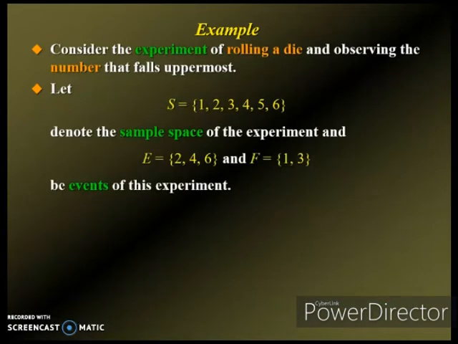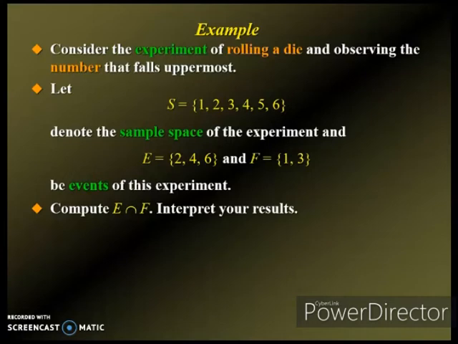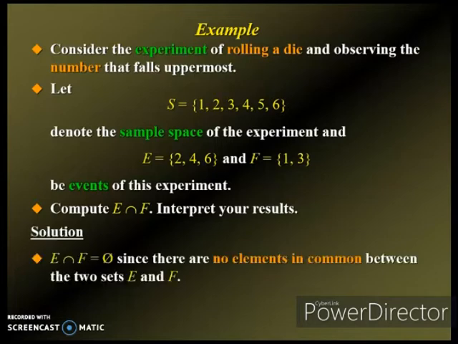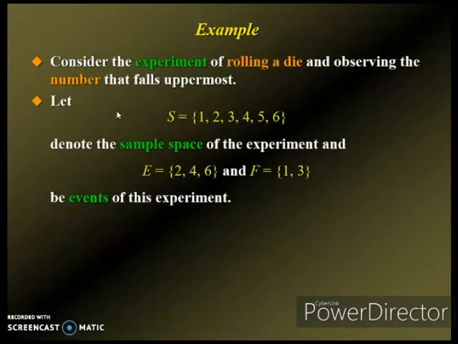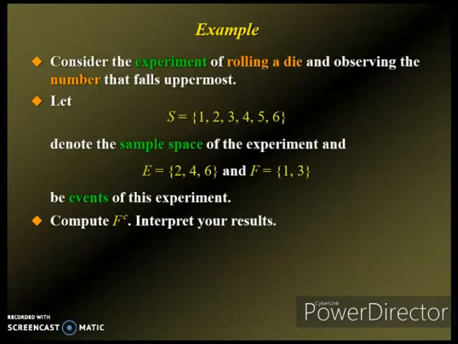Now here comes the second question. Compute E intersection F. You need to consider the events E and F and check which numbers are common in both of them. Are there any numbers common? No. So E intersection F will be empty, or else you can say E intersection F is equal to the null set.